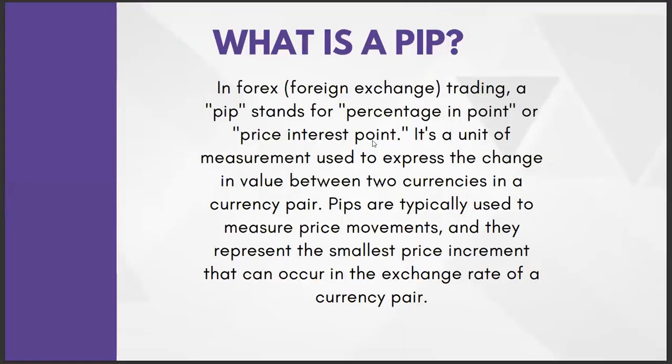All right. So we also have what is a PIP in Forex, foreign exchange trading. A PIP stands for percentage in point or price interest point. It is a unit of measurement used to express the change in value between two currencies in a currency pair. PIPs are typically used to measure price movements, and they represent the smallest price increment that can occur in the exchange rate of a currency pair. You use PIP to measure the movement.